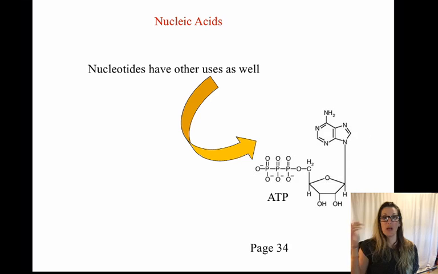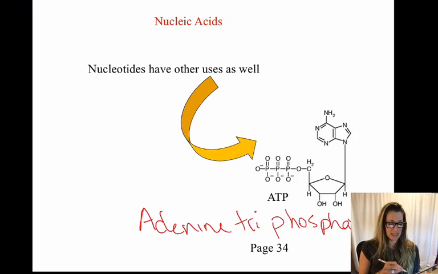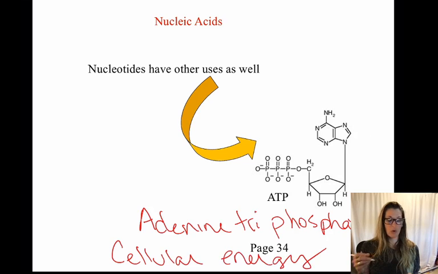Nucleotides have other uses as well; they're not just DNA and RNA. They also make up an absolutely critical molecule, ATP, adenosine triphosphate. Adenosine triphosphate is cellular energy. We're going to talk about it quite a lot throughout the semester, particularly when we talk about muscle and what we call the power stroke in muscle contraction. ATP being broken apart is critical to all of that happening.